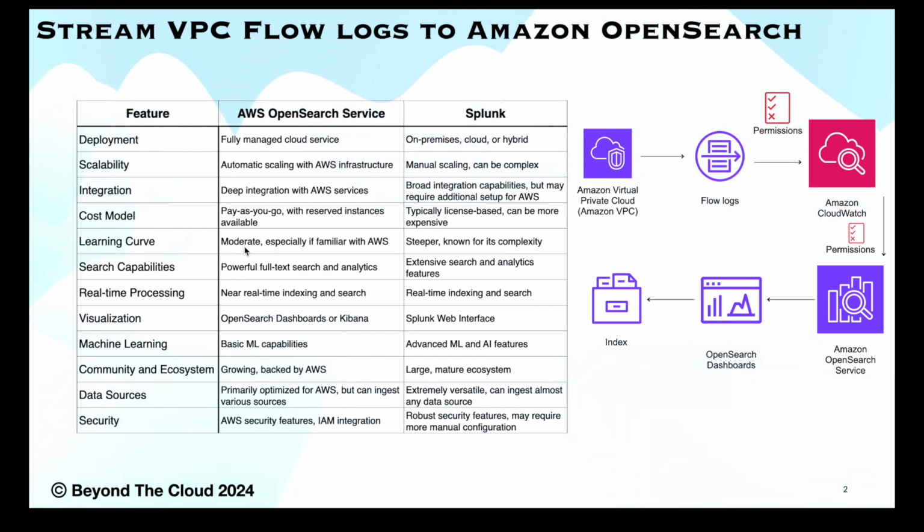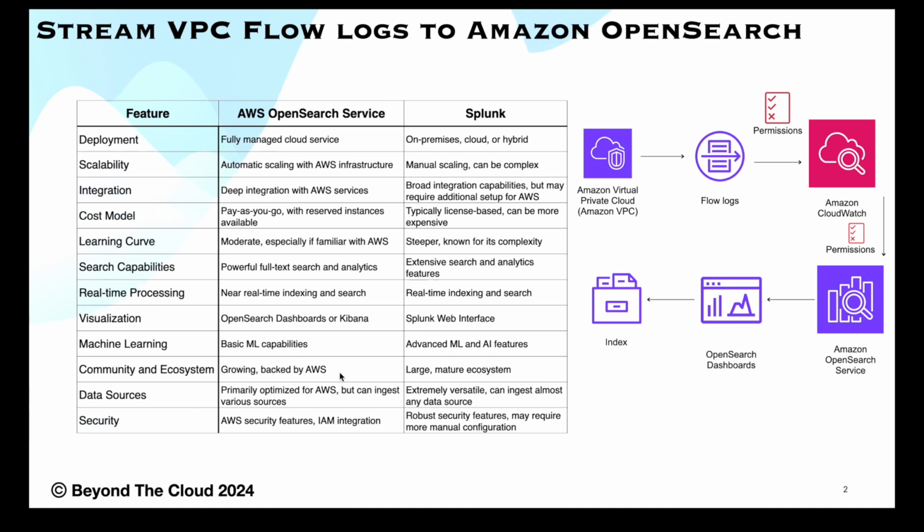The learning curve is moderate for OpenSearch, and for Splunk it is steeper, because Splunk is known for its complexity. Search capability is very powerful for OpenSearch, and for Splunk it is extensive search and analytics features, because Splunk is known for that. Both of them have near real time processing. OpenSearch Dashboards and Kibana dashboards are there for visualization, and Splunk has the Splunk web interface for visualization. OpenSearch has basic machine learning capabilities. Splunk also has machine learning, but it is advanced with AI features.